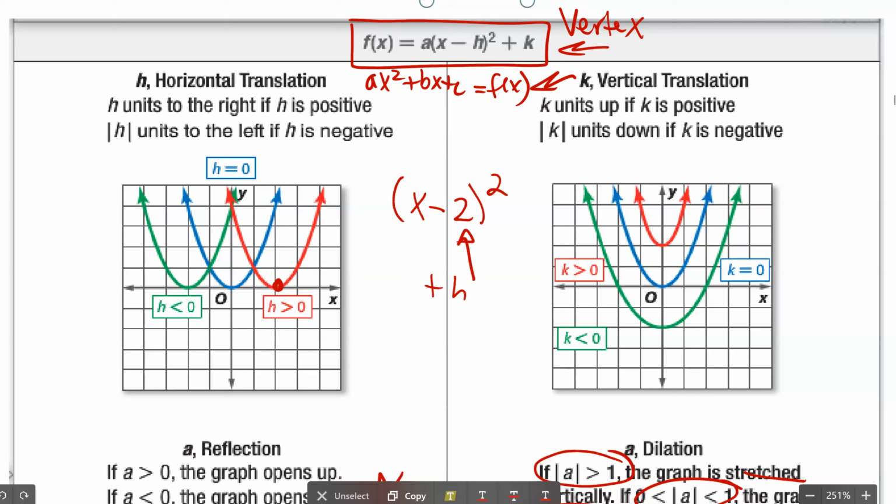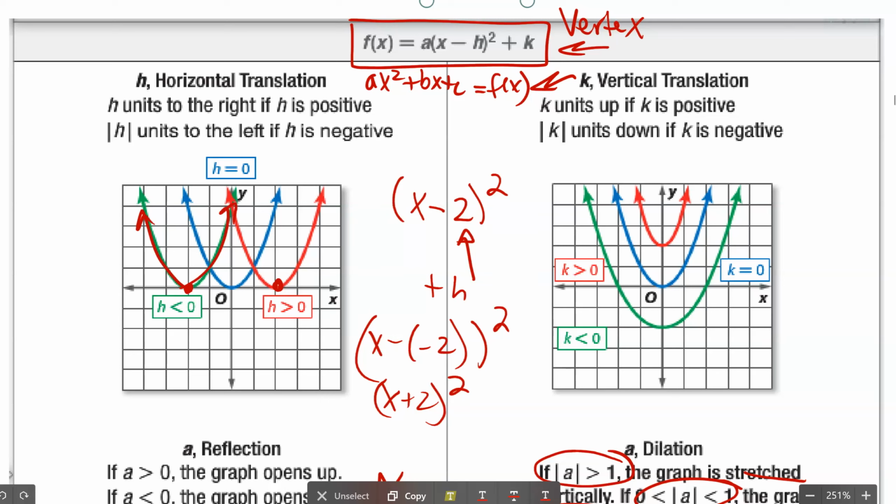So that would be a shift to the right by 2. Imagine if you put in a negative number. What is subtracting a negative? Adding. That's why the horizontal is always opposite what you think, because vertex form is x minus h. So you're subtracting whatever your horizontal shift is. So if I put in x minus a negative h, well, that would just be x plus 2 squared, and that would be what this guy is right here.